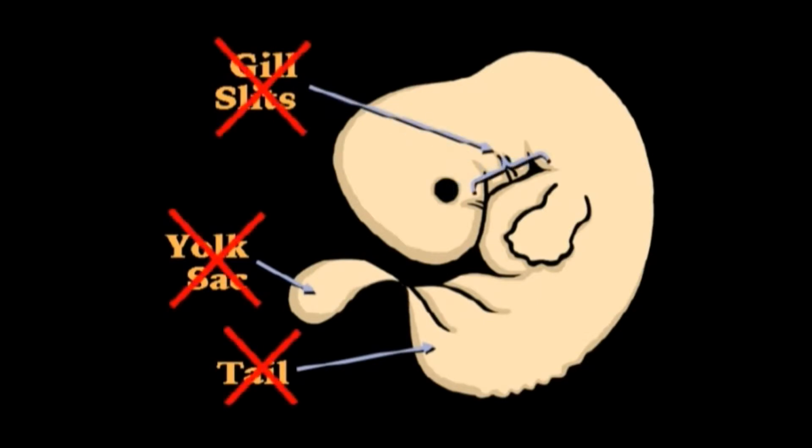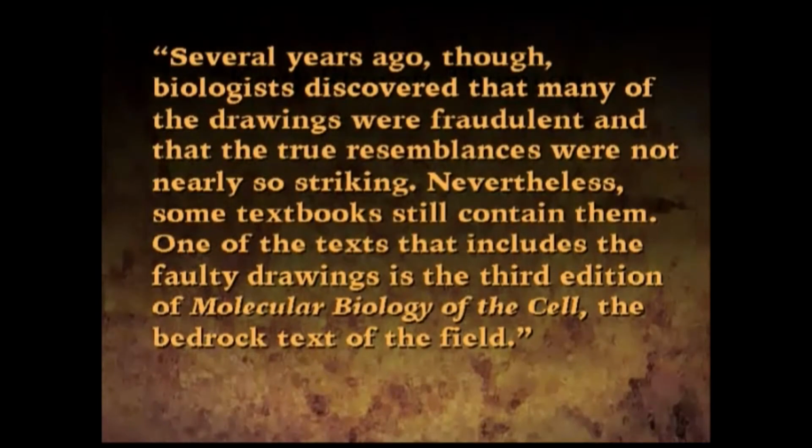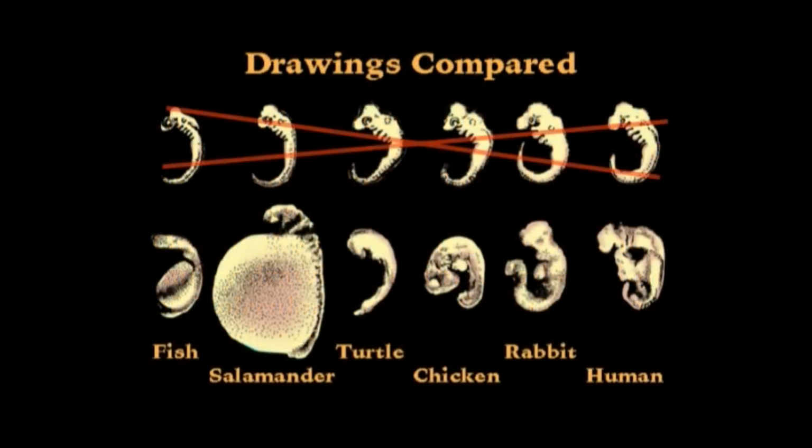Well, what we know today is that all of these claims are inaccurate. None of these structures actually develop into those type of structures. We know that that simply just was something Ernst Haeckel thought about. The good news, at least about this idea, is that more and more scientists are beginning to come out and say, time out, this is all wrong. Here's a quote out of the New York Times. It says, several years ago, though, biologists discovered that many of the drawings were fraudulent and that the true resemblances were not nearly so striking. Nevertheless, some textbooks still contain them.